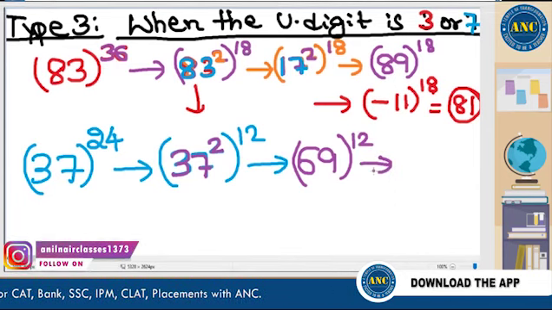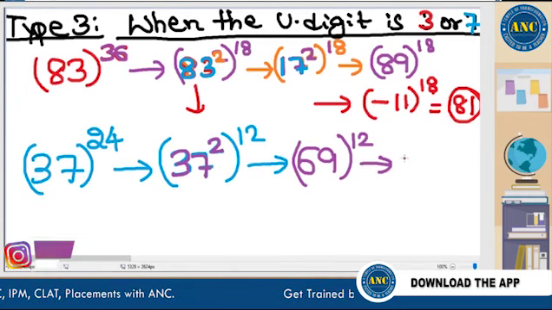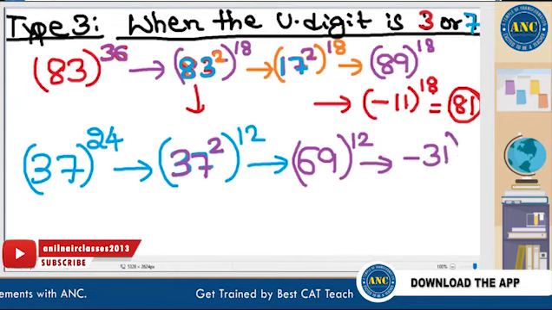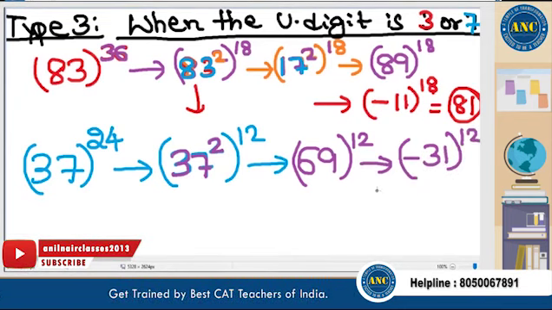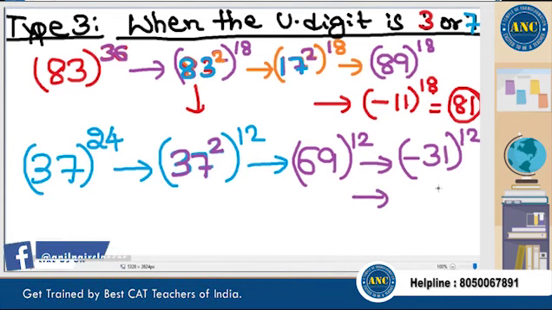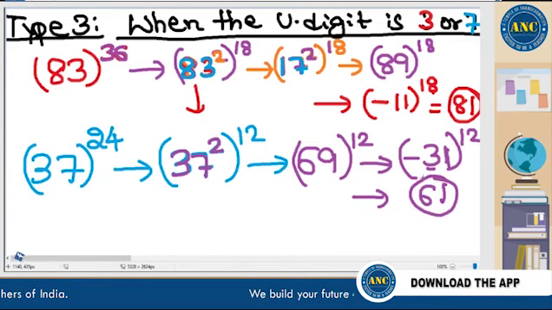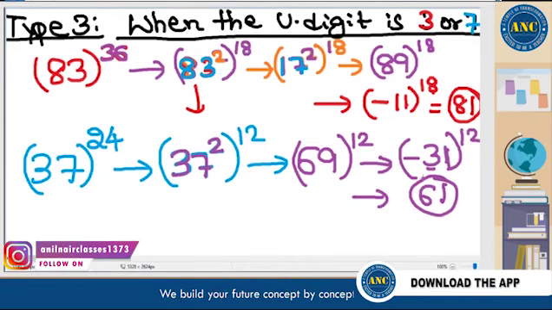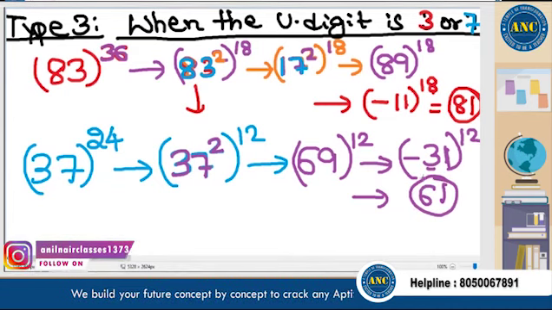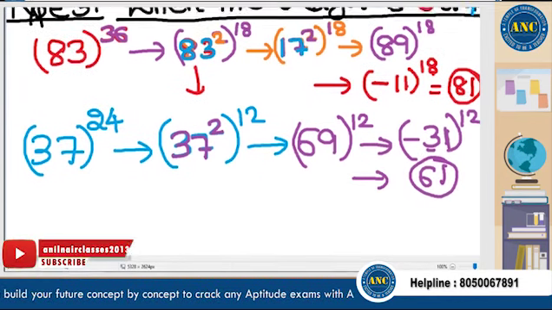Now it is type 2. Same logic apply. 69 negative remainder is minus 31. Minus 31 power 12. Negative power even is positive. 1 power any number is 1. 3 into 2 is 6. Answer is 61. I hope it is clear. Answer is 61.